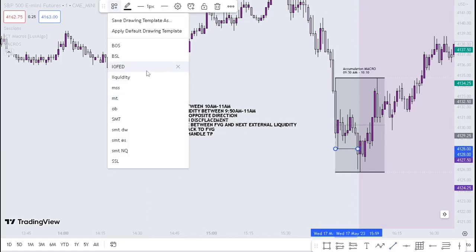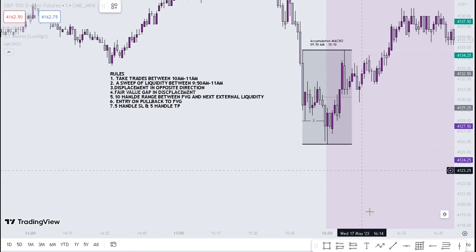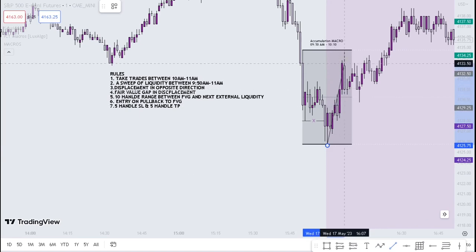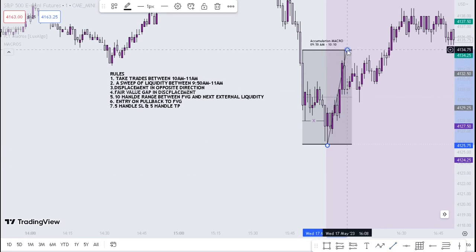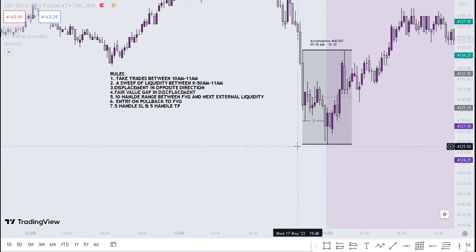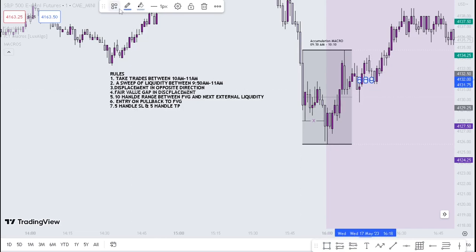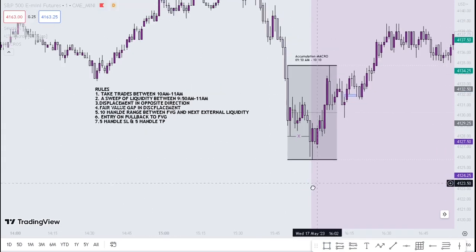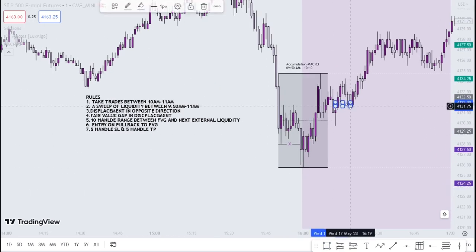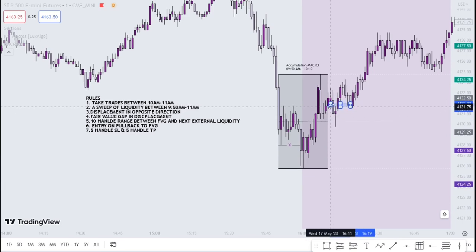So now what we look for is a displacement in the opposite direction. Displacement here. This was our displacement. Now in the displacement, we mark out our fair value gaps. No fair value gap here, but we have one here. So we mark it out. And price did come back to this fair value gap, so that's where we would have taken our entry.